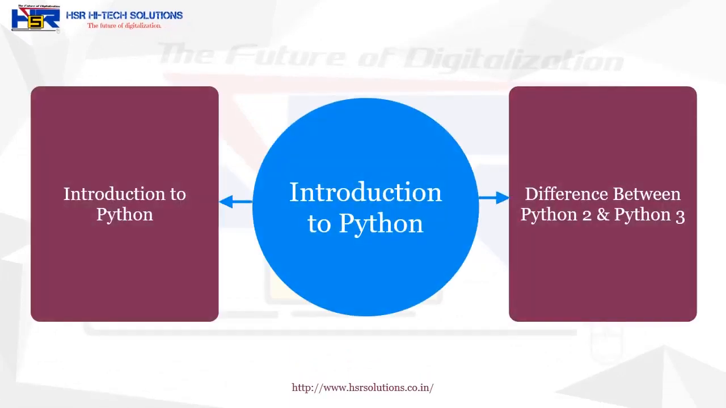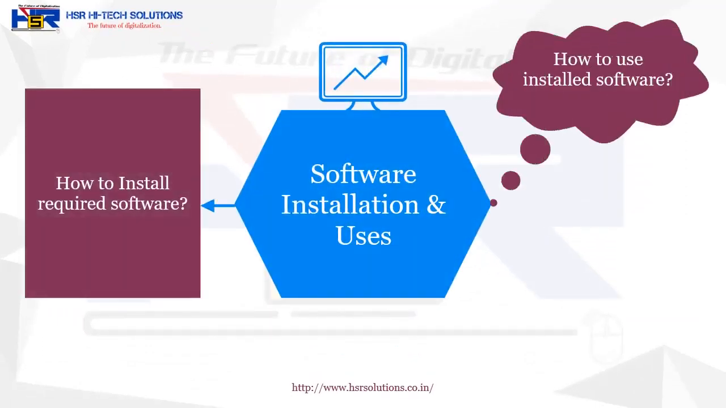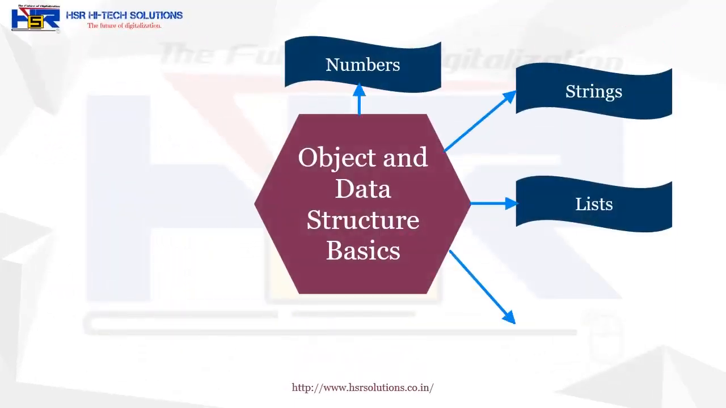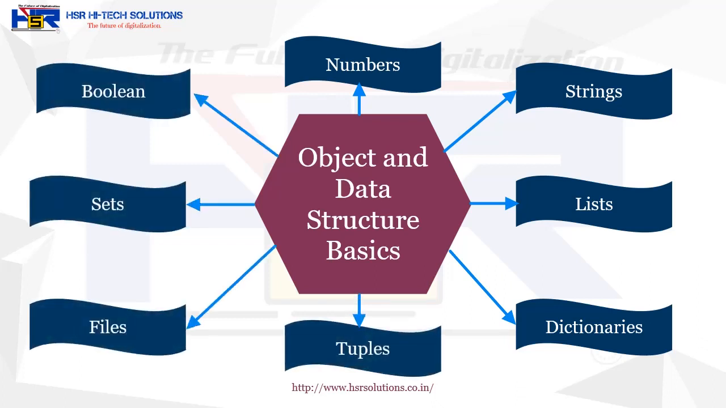In Introduction to Python, we are going to cover two things, Introduction to Python and the difference between Python 2 and Python 3. In the second module, we are going to learn how to install different software like Anaconda, Sublime Text and Python 3, and we will also learn how to use them. In the third module, we will consider object and data structure basics, basically the data types used by Python like numbers, strings, lists, dictionaries, tuples, files, sets and boolean.